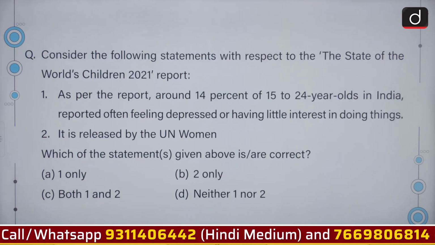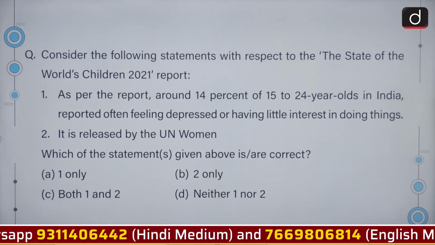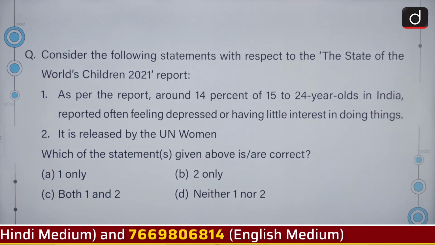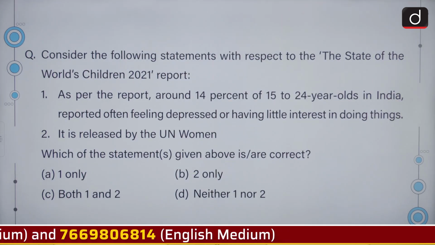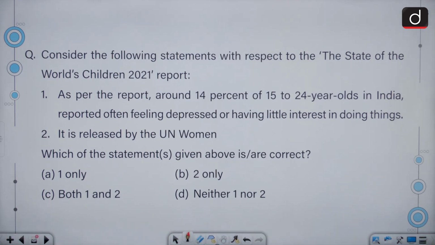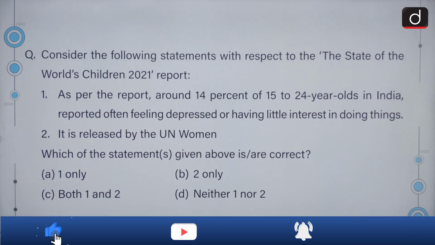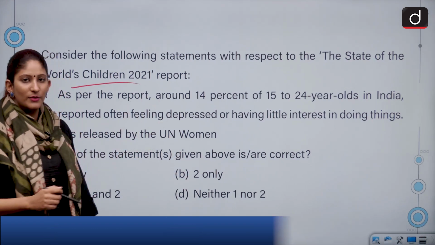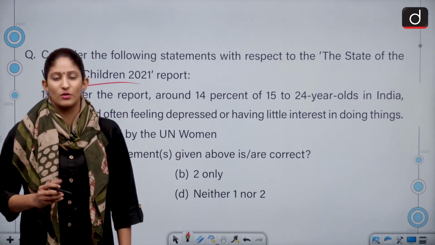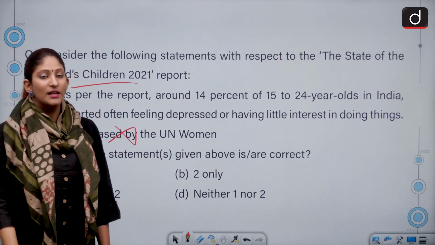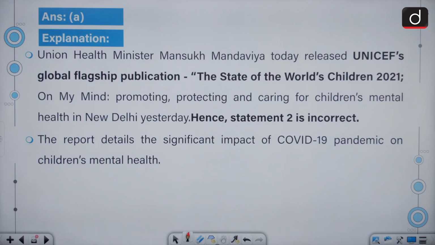Moving on to the next question, consider the following statements with respect to the State of World's Children 2021 report. As per the report, around 14% of 15 to 24 years of age in India reported often feeling depressed or having little interest in doing things. It is released by UN Women. We have to select the correct statement. The State of World's Children 2021 report is published by UNICEF and not UN Women. So the second statement becomes incorrect, but the first is correct. The correct answer is option A, that is one only.